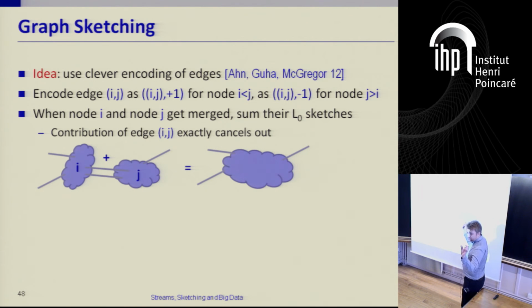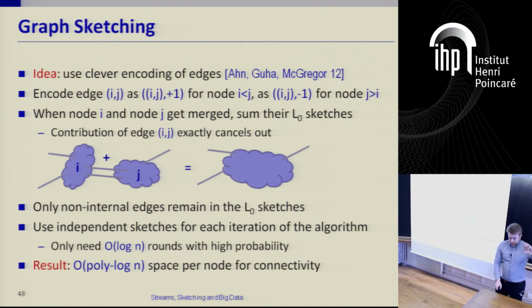So if I determine that node i and j happen to be in the same component, I've got an L0 sketch for the adjacency vector of node i and an L0 sketch for the adjacency vector of node j. I'm going to sum those sketches together, right? And so my +1 and my -1 for that edge ij cancel out exactly and give me a net contribution of 0. Right.